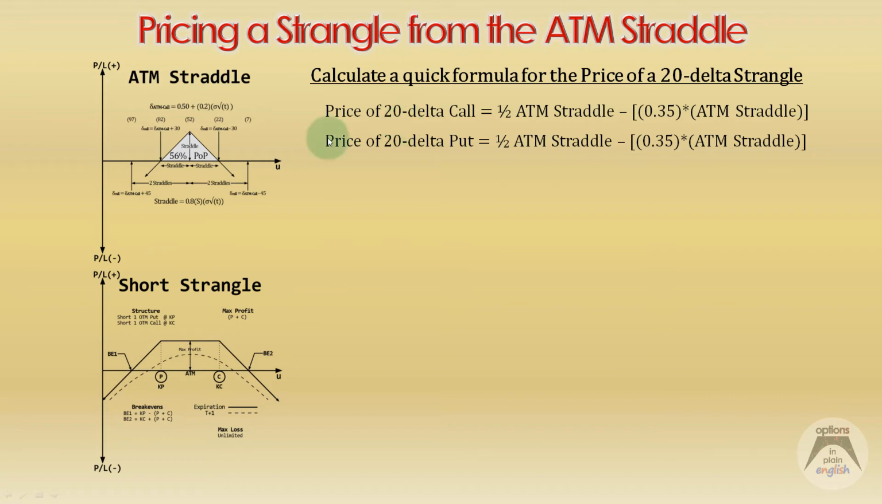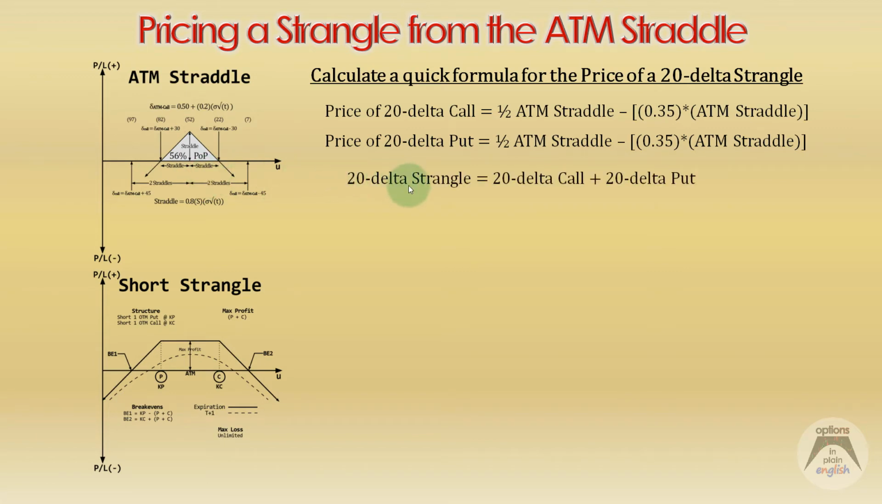So the price of the 20 delta call is going to be 1/2 of the at the money straddle, which is the value of the call initially. And to calculate the value of the call at the end, it is going to be minus 0.35, which is the delta, because the price moved, times the at the money straddle, because it moved by the at the money straddle. So we're going to use the average of both deltas, around 0.35 multiplied by the straddle. Same with the put, only moving lower.